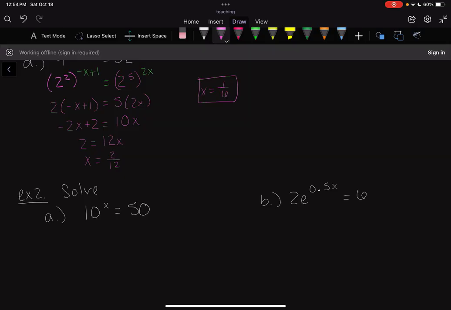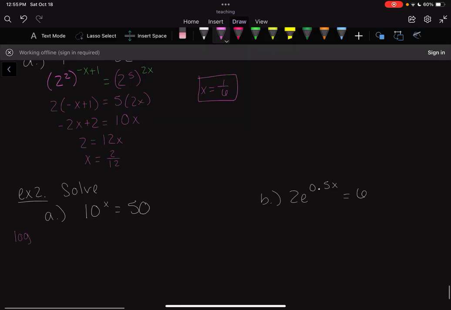So right, I can't get my bases to be the same because I can't get 10 and 50 to have the same base. With b, my base is e on one side and 6 on the other. I can't do anything with this. But because it has a base of 10 or e, we can just move to logarithmic form.